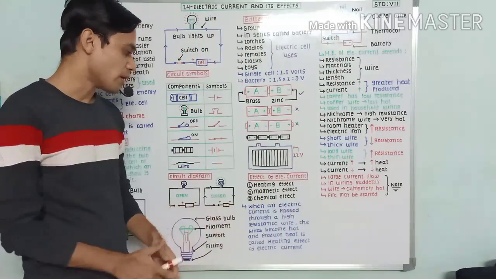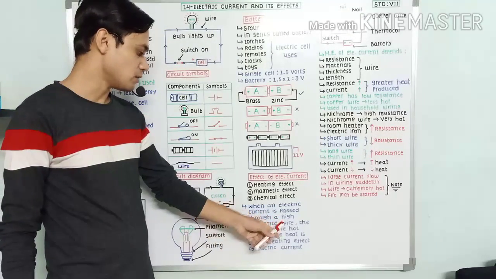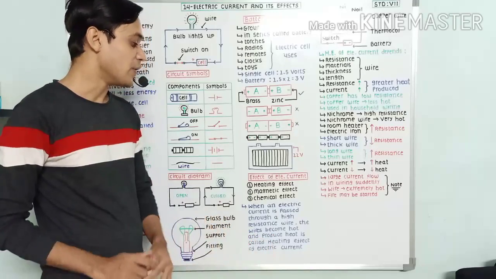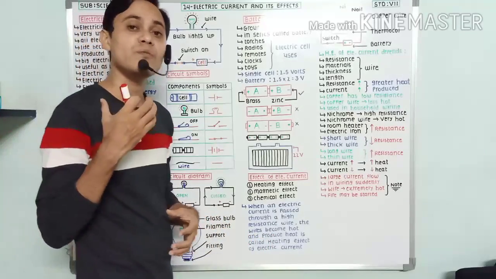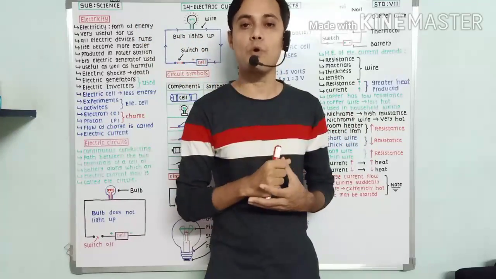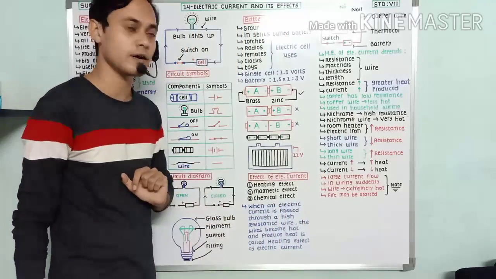So we can say that when an electric current is passed through a high resistance wire, the wire becomes hot and produces heat, which is known as the heating effect of electric current. When we pass electric current through the conducting wire, the conducting wire becomes hot, right? So this effect is known as the heating effect of electric current.